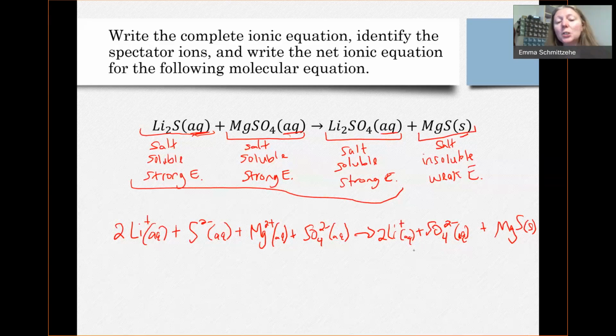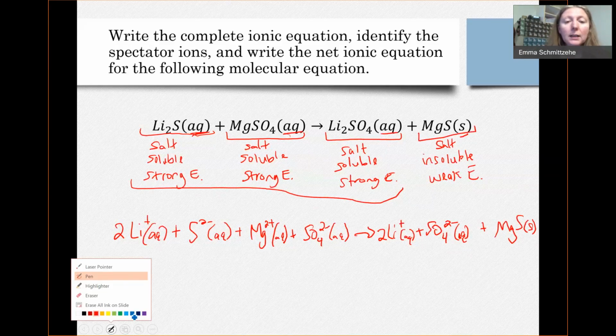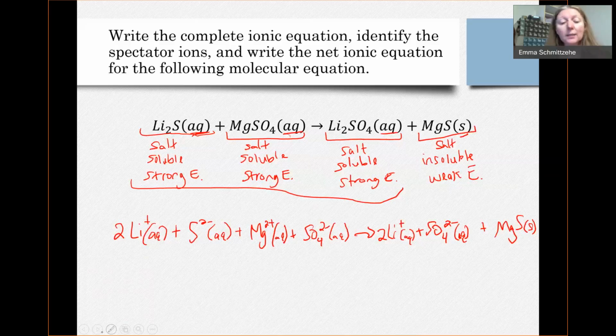The only thing that changes from the molecular to the ionic equation, or the complete ionic equation, is the strong electrolytes. Those get split into ions. And then next up, we want to identify the spectator ions. And that's the things that stay the same on both sides, the things that have not changed, okay?